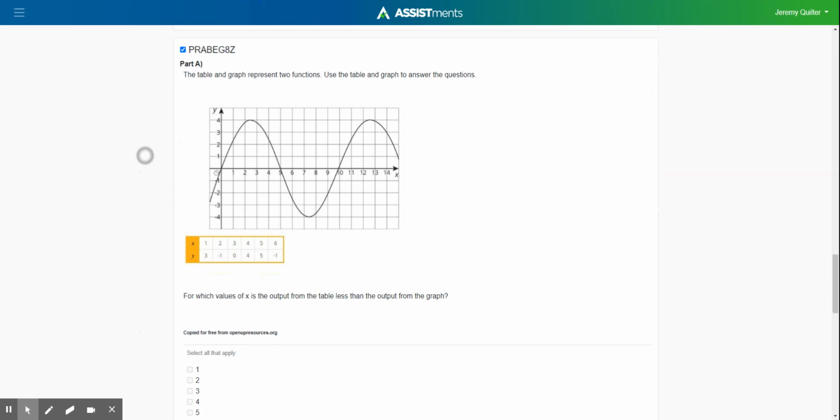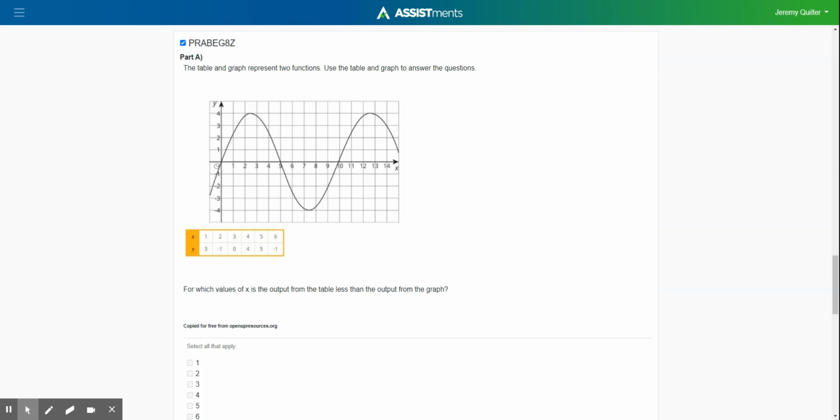You're welcome. This next one, part A, says: for what values of X is the input from the table less than the output on the graph? Read this one very carefully. For which values of X is the output less than the output from the graph? So you're going to look at these outputs and find out which values here are represented differently on this graph.